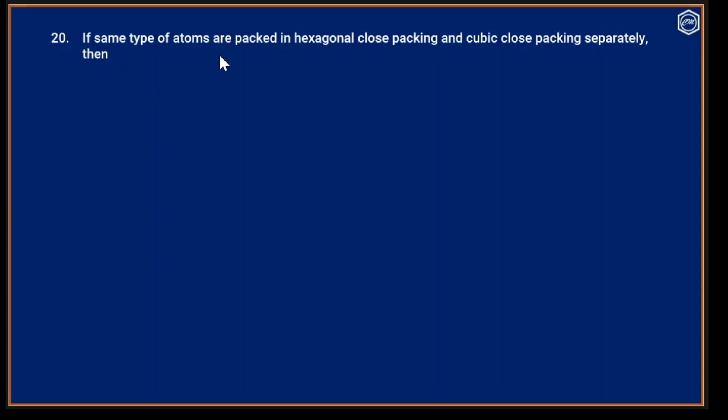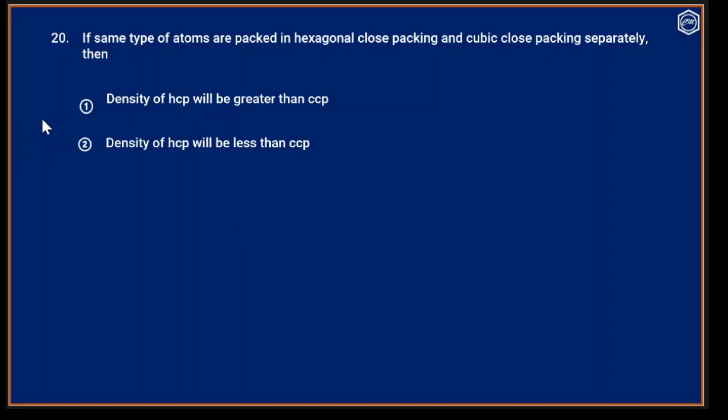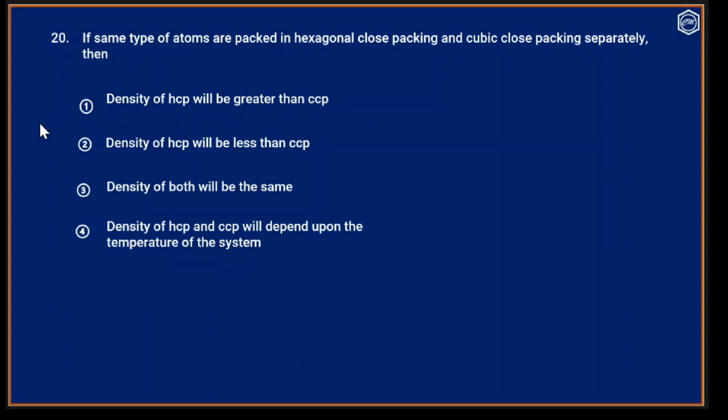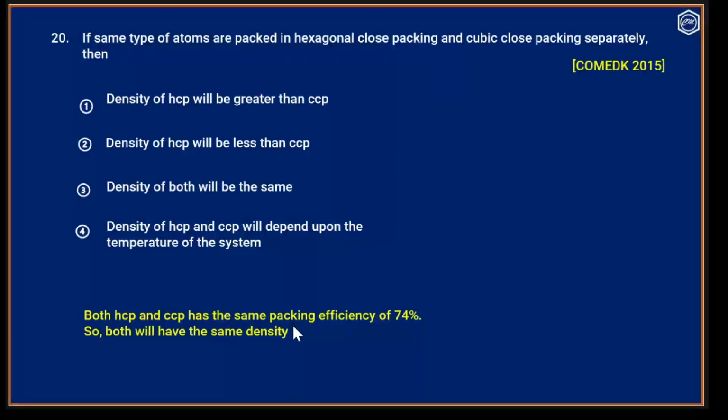If the same type of atoms are packed in hexagonal close packing and cubic close packing separately, then the density of HCP will be greater than CCP, density of HCP will be less than CCP, density of both will be the same, or density of HCP and CCP depends upon the temperature of the system. Both HCP and CCP have the same packing efficiency of 74%. So therefore both will have the same density. Density of both will be the same.